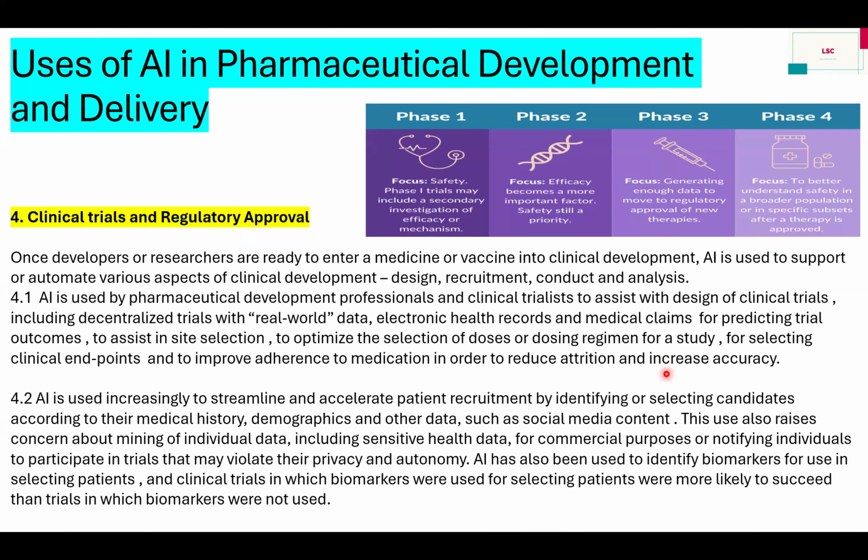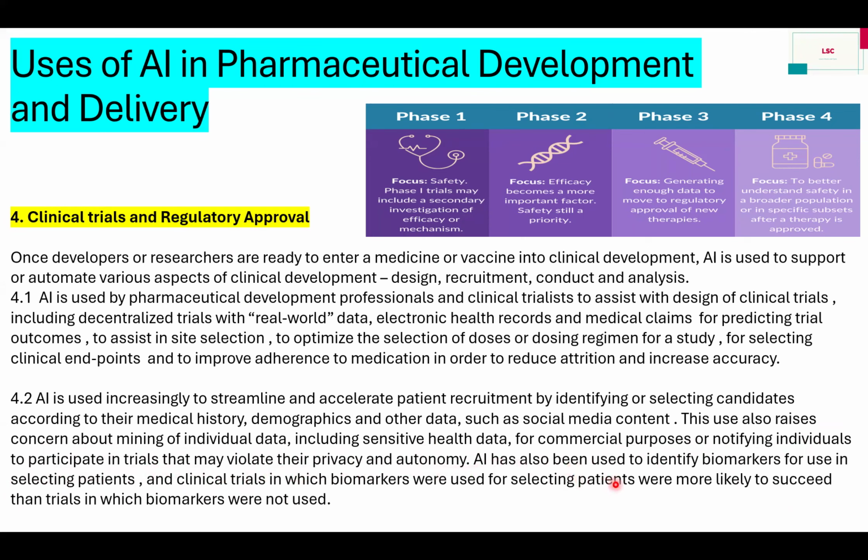AI is used to streamline and accelerate patient recruitment by identifying or selecting candidates according to their medical history, demographics, and other data such as social media content. This use also raises concerns about mining of individual data, including sensitive health data, for commercial purposes, or notifying individuals to participate in trials, which may violate their privacy and autonomy.